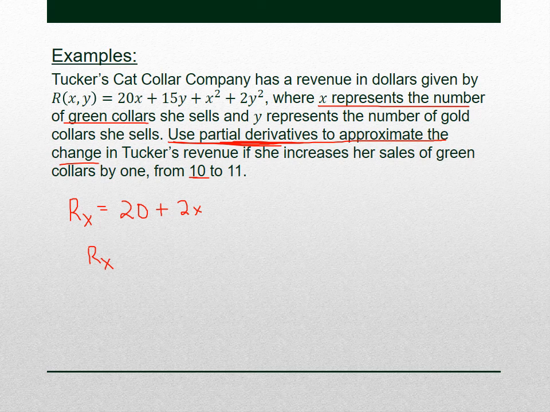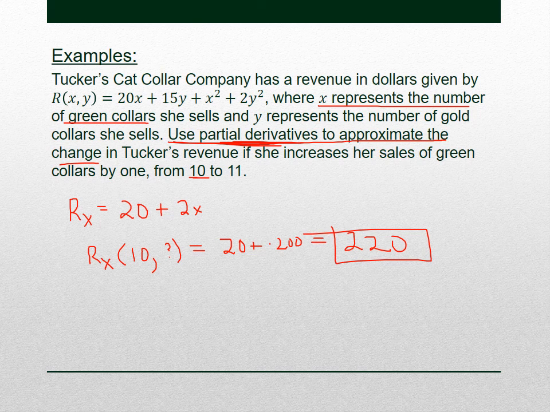We want to plug in x equals 10, and whatever y value goes along with x equals 10, I'm not going to bother finding it because we don't need it, right? So that's okay. I just need to plug in x equals 10. So that's 20 plus 200. So that's 220. So the revenue will increase by approximately 220 if she increases her sales of green collars by 1 from 10 to 11.